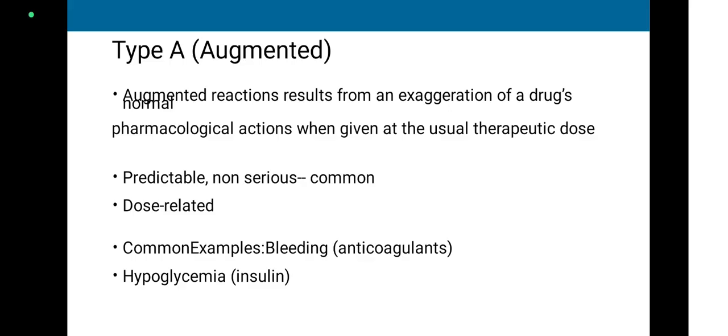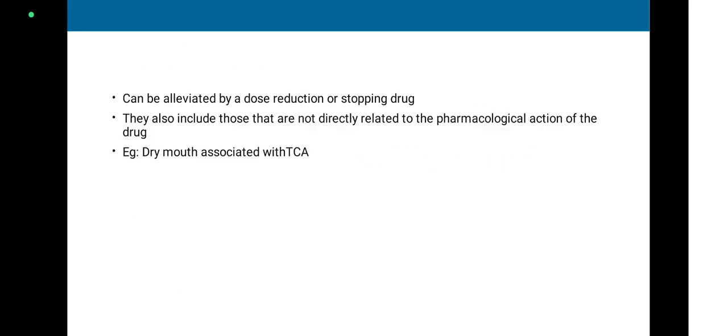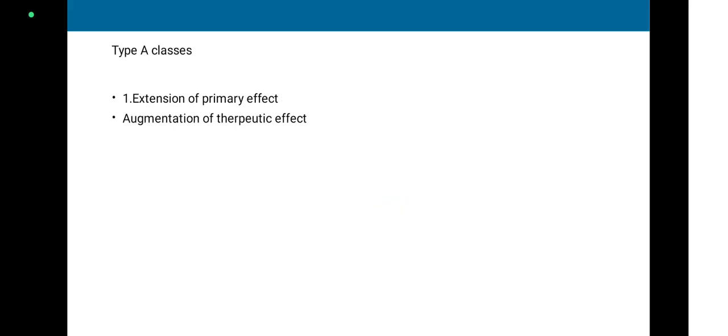Common example, bleeding from anticoagulants like warfarin, hypoglycemia from anti-hyperglycemic drugs, that is insulin. Type A is further classified as, first one, the extension of primary effect, that is augmentation of therapeutic effect. The example is hypoglycemia with insulin or hypotension with beta blockers.